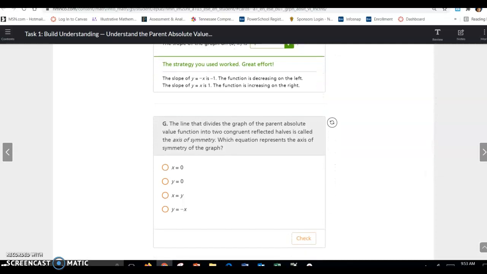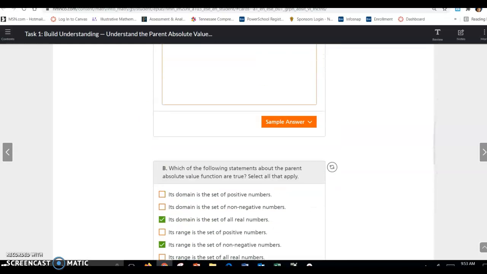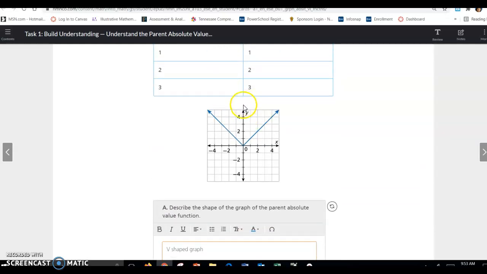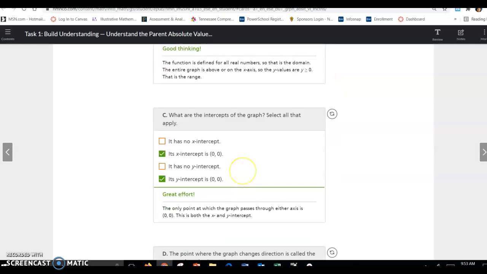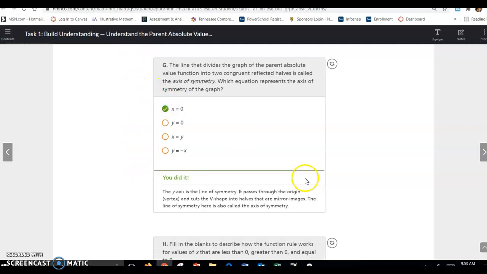All right, the line that divides the graph of the parent absolute value function into two congruent reflected halves is called the axis of symmetry. Which equation represents the axis of symmetry on the graph? The axis of symmetry cuts it into two equal symmetrical parts. You can see right here, the line that goes through the vertex would be the y-axis. So for the parent function, the axis of symmetry is the y-axis. That would be x equals 0, because x equals 0 goes straight up and down through 0, which is the y-axis.